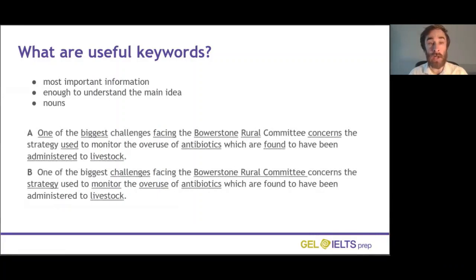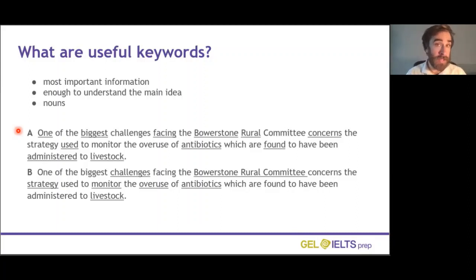Here we see an example text. This is from a true or false question. 2 different students, student A and student B, have underlined different words in this text. First, let's read through it. One of the biggest challenges facing the Bowerston Rural Committee concerns the strategy used to monitor the overuse of antibiotics, which are found to have been administered to livestock.